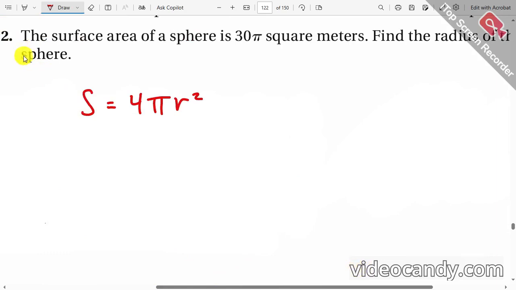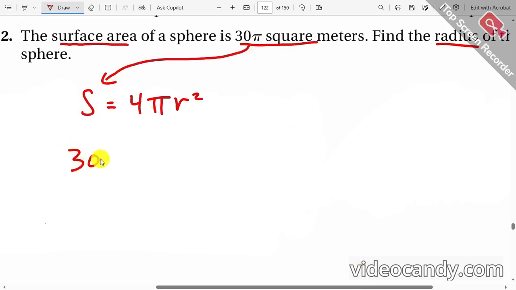All right, please pause and try number 2. They give you the surface area at 30 pi square meters, and they want you to find the radius. So here's the formula. You'll have to plug in and work backwards to find the radius. All right, surface area is 30 pi, so that goes in place of S, and that's going to equal 4 pi times R squared, which we do not have.